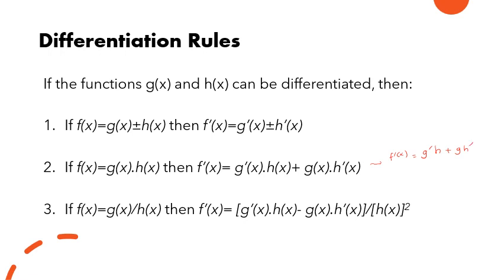And for the division, you learned this as y equal to u over v, and that will be y accent is u accent v minus v accent u over v squared. So this is the same: g accent times h function minus g(x) times h accent, over h squared. Okay.